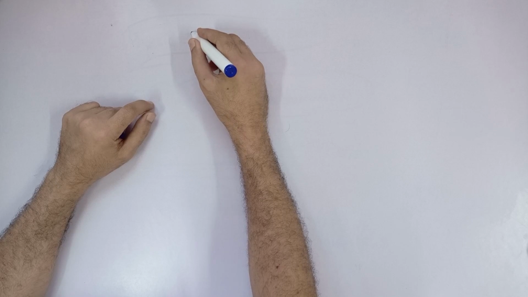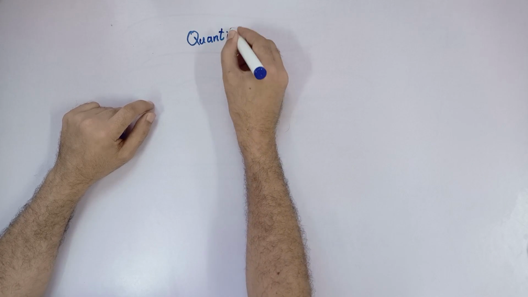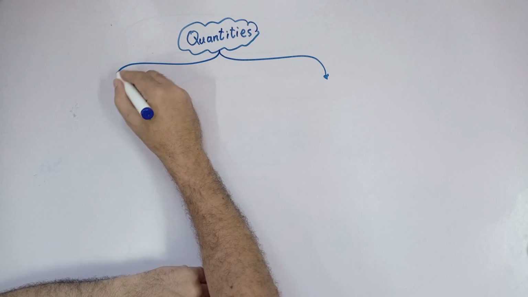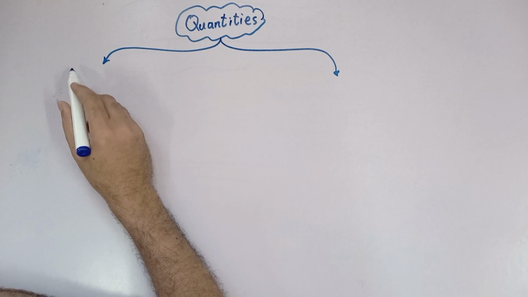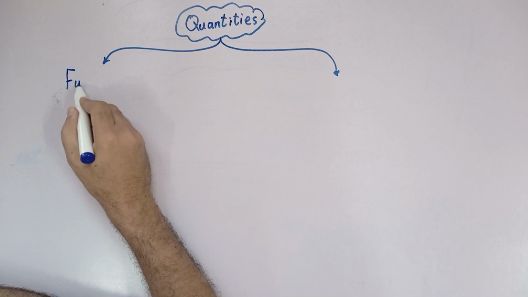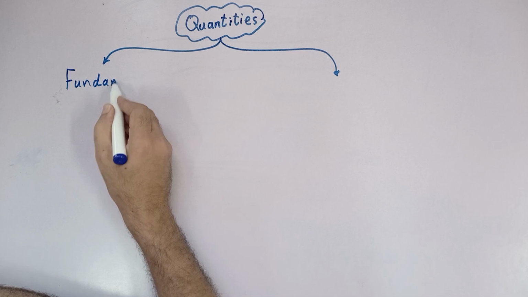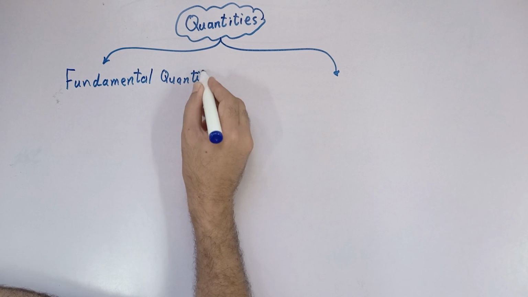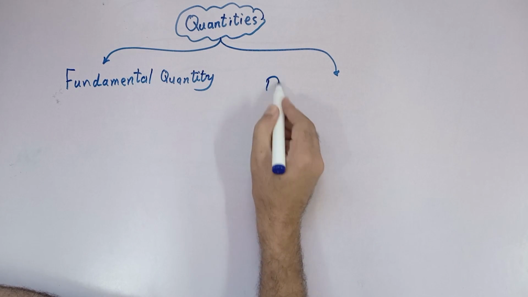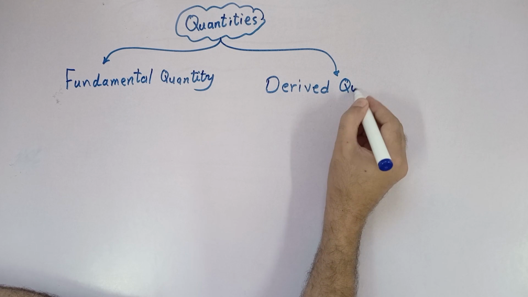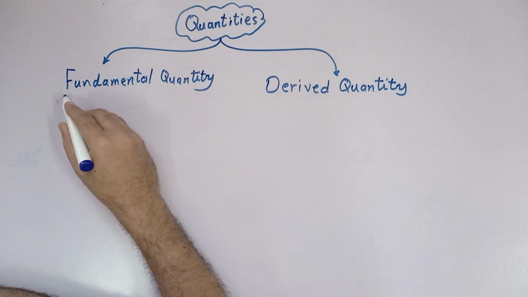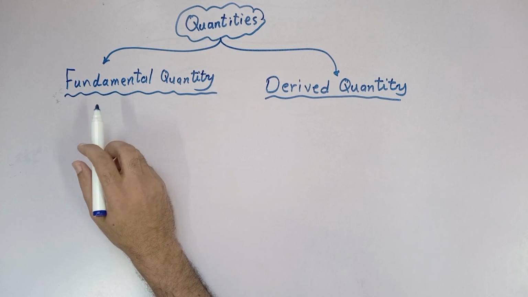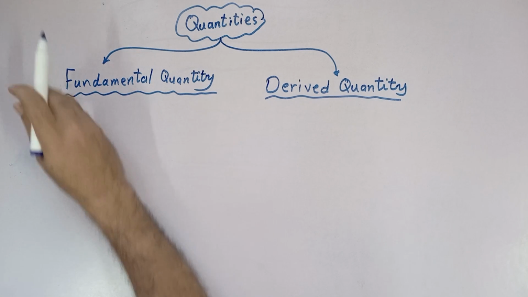Physical quantities can be classified into 2 terms: fundamental quantity and derived quantity. What's the difference between them? Let's start with fundamental quantity. What is fundamental quantity?